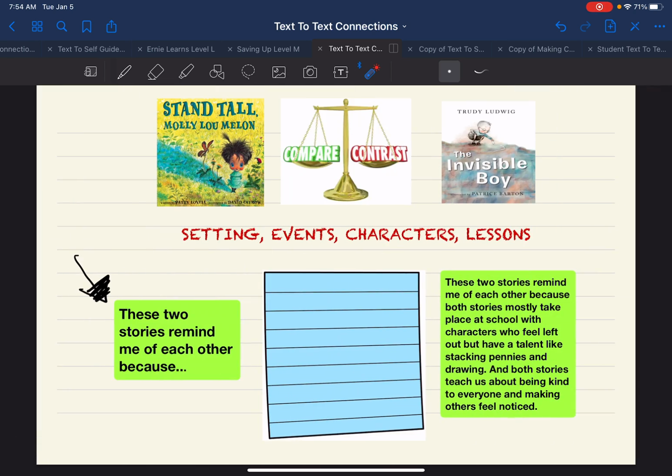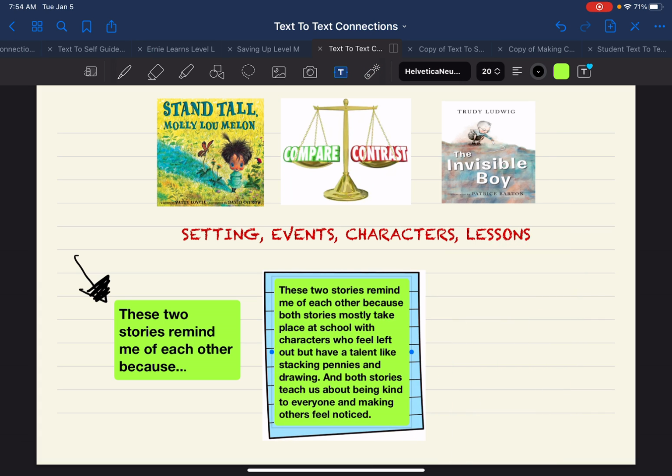So now, here is my response. I put it in a complete thought and explain what it is that I am comparing and contrasting. So these two stories, Stand Tall, Molly Lou Melon, and The Invisible Boy, remind me of each other because both stories mostly take place at school with characters who feel left out, but have a talent like stacking pennies and drawing. And both stories teach us about being kind to everyone and making others feel noticed.